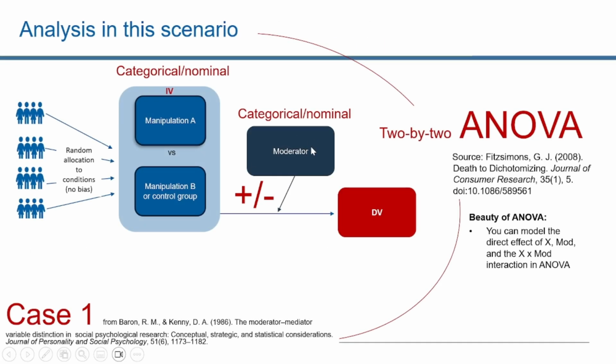Now let's have a look at how this type of scenario should be analyzed. Usually when we have nominal by nominal moderator and we have nominal manipulations, we can run a 2 by 2 ANOVA. And there is a really good example in this paper here if you want to read about this. And the beauty of ANOVA is that you can actually model these interactions, the interaction between the manipulations and the moderator. And you can also model the direct path of the moderator on the dependent variable and the direct effect of the manipulation on the dependent variable. Now, this is very easy to model.